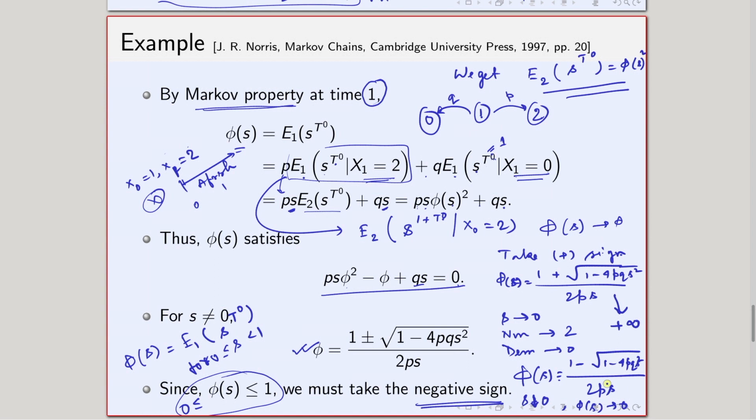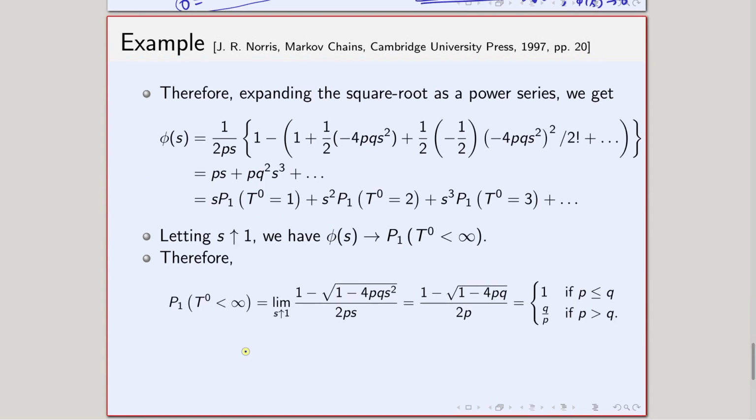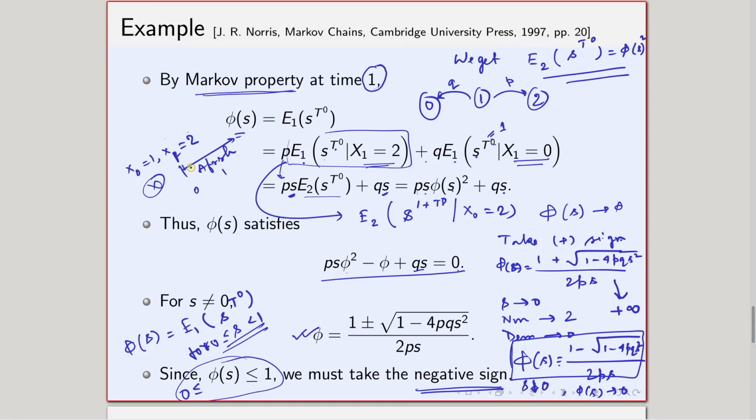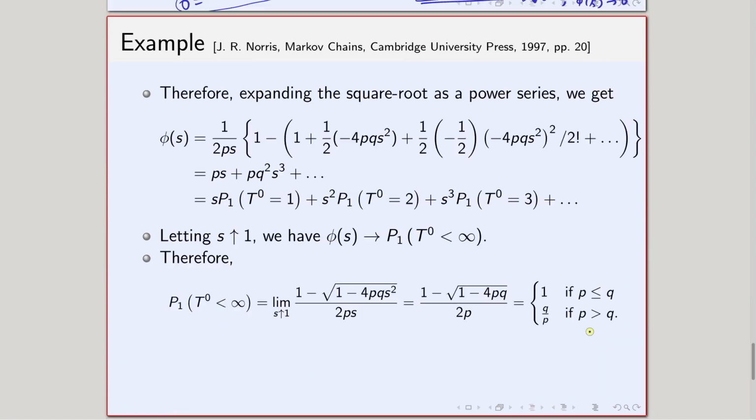You have to use the L'Hospital rule. That's it. So that means I have to take the negative sign here, and the final expression of phi s is given by this, for s lies between 0 and 1. So now if I just expand this particular square root in terms of power series, I have this particular expression.